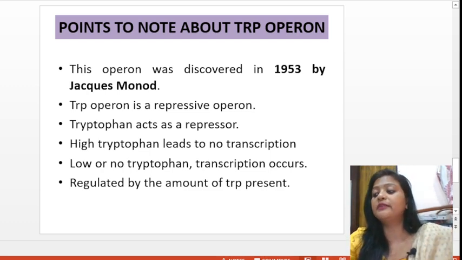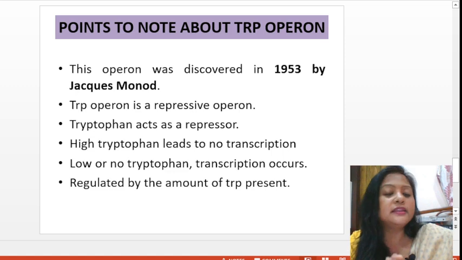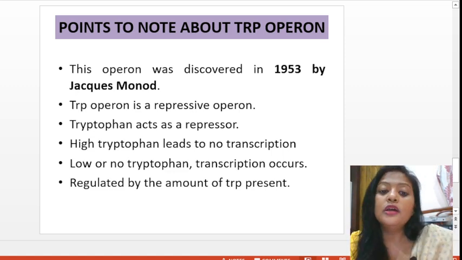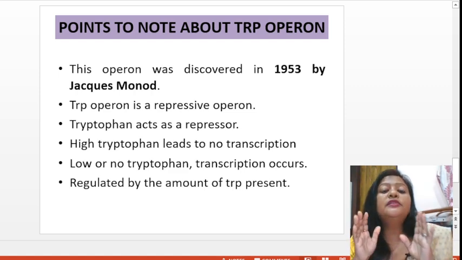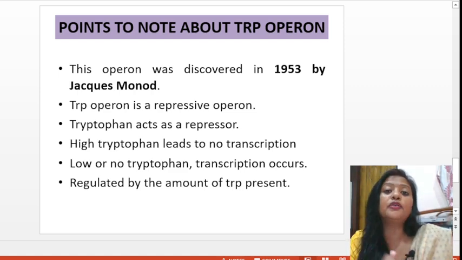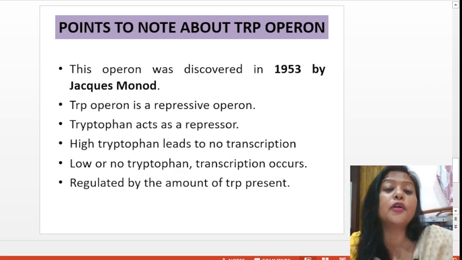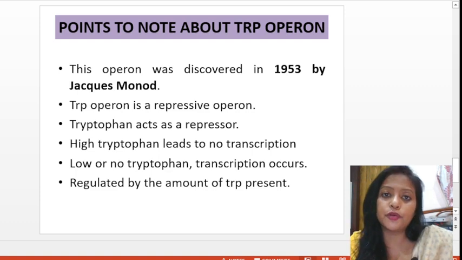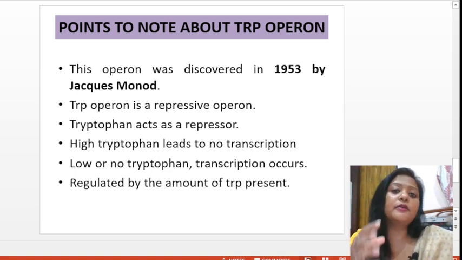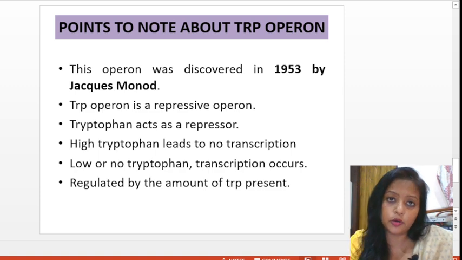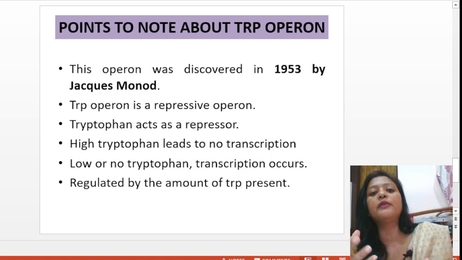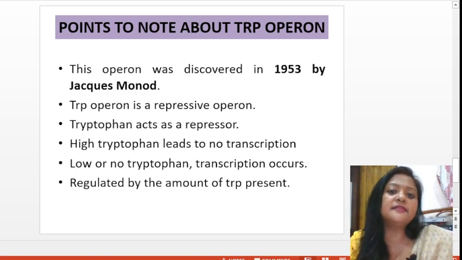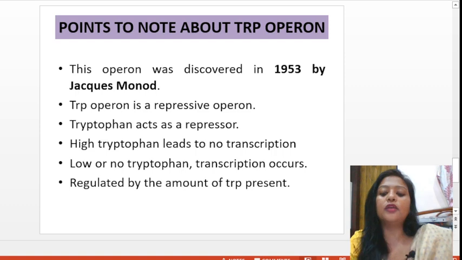Therefore, what do you understand by this? When tryptophan is high, there is no transcription, and when it is low, transcription will occur. Therefore, this tryptophan operon is regulated by the amount of tryptophan present. And what did we see in the lac operon? That the state of the operator will determine whether the regulation of gene expression will be there or not. Because if the activator or repressor binds to the operator, only then can we decide. If the repressor binds, no transcription. If the activator binds, then there is transcription.